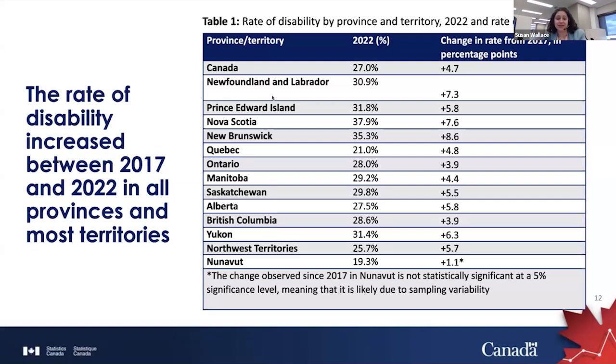The rate of disability increased between 2017 and 2022 in all provinces and most territories. The exception to increase is in Nunavut, where the change that you see on the slide, the 1.1%, was not statistically significant.